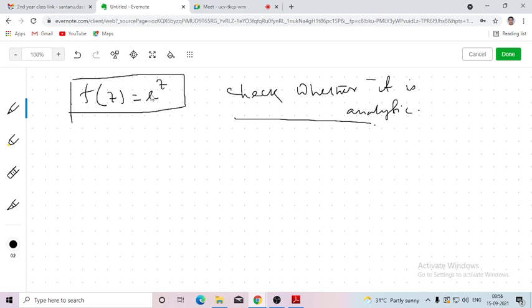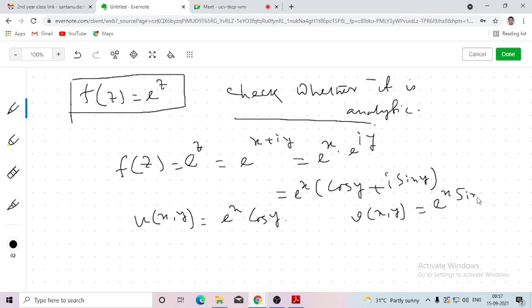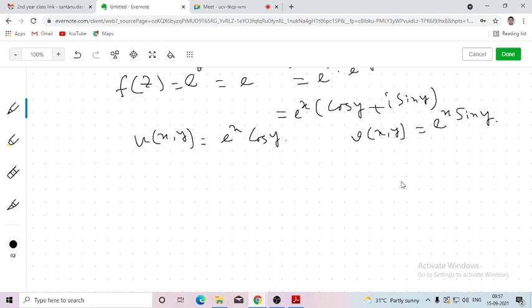So first we need to separate this into real and imaginary parts. So f(z) equals e to the power z. You know that e to the power z means e to the power x plus iy. So that is e to the power x into e to the power iy. That means e to the power x into cos y plus i sin y, by Euler's theorem. So what will be u? u(x,y) will be e to the power x cos y, and v(x,y) will be the imaginary part. So v(x,y) will be e to the power x sin y. Is that clear?